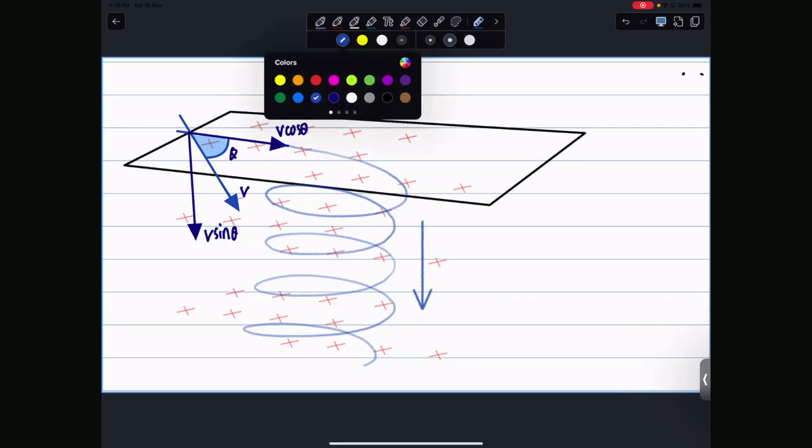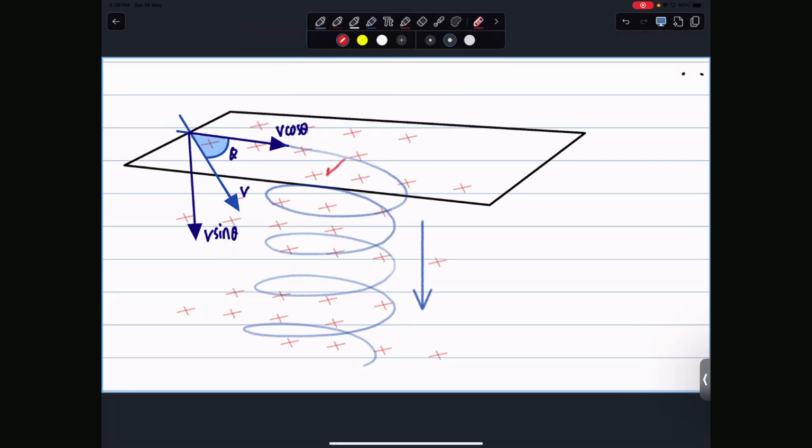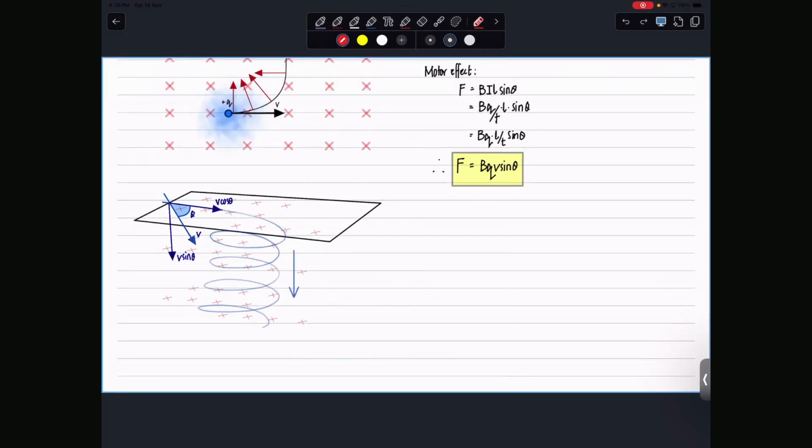Because as it enters here, I think you can understand that there'll be a force acting on it, a centripetal force towards the center. So this is like the most complicated diagram I've seen here. Yes.